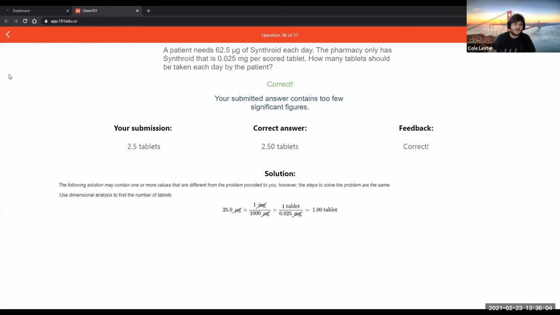So a patient needs 62.5 micrograms of Synthroid each day. The pharmacy only has Synthroid that is 0.025 milligrams per scored tablet. How many tablets should be taken each day? So what we want to figure out here is what we're going to be starting with. They're saying that the patient needs this many micrograms, right? And we can use this to convert it into tablets.